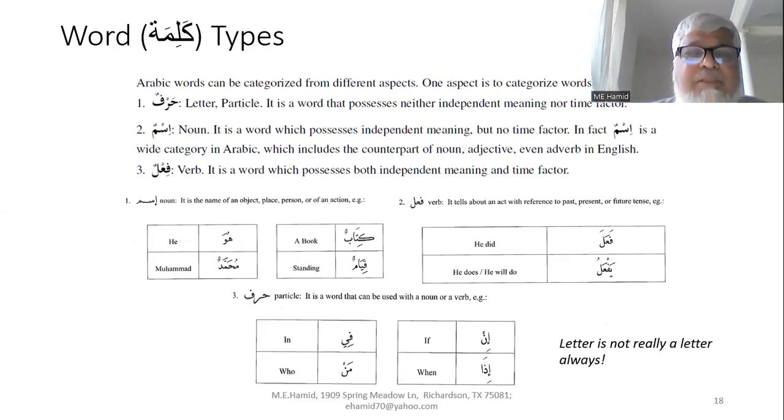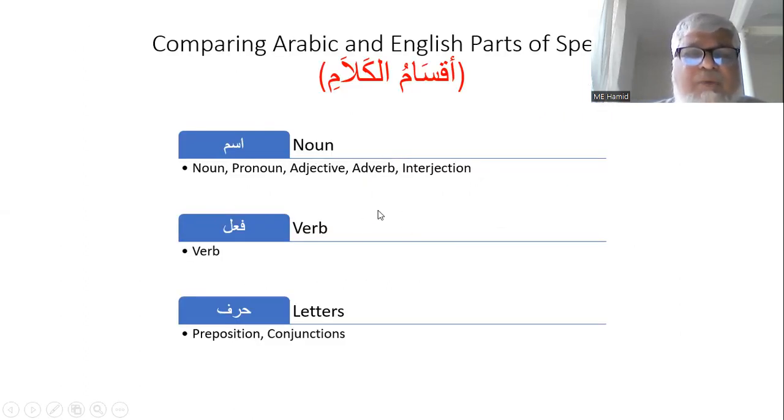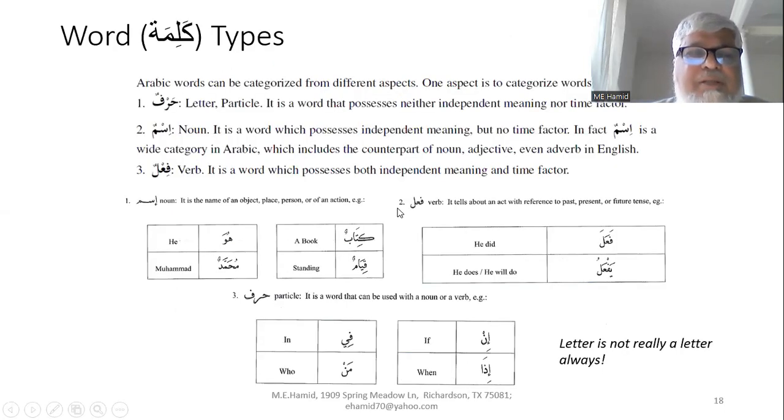Now, how do we understand the definition of harf, ism, fi'l? How do I distinguish them? This is the classification. What is the easy way to distinguish a noun, a verb, and letters? There is a little definition that we need to understand, and we'll improvise over time. The basic meaning of a noun, let's do the noun first: a noun is a word that possesses independent meaning, but there's no time factor in it. There's no time element in it.